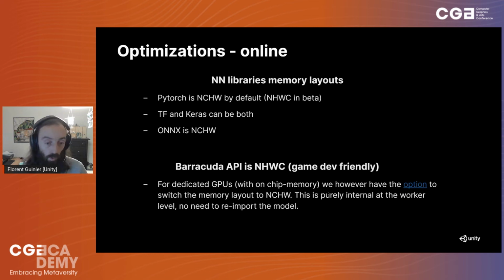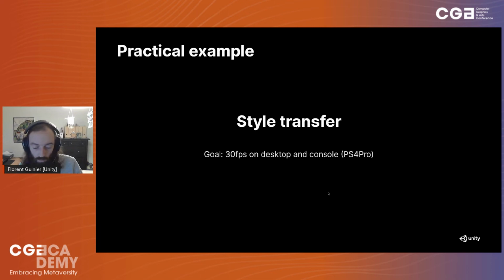What we do in Barracuda is we always import from ONNX, which is channel first, to Barracuda, which is actually channel last. But we have an option to change the internal memory layout. So, for example, on dedicated GPUs, depending on the model, you would probably have interest in running channel first. So you can just switch that flag, and internally we will swap the memory for maybe better performance. Okay, let's move to a practical example.